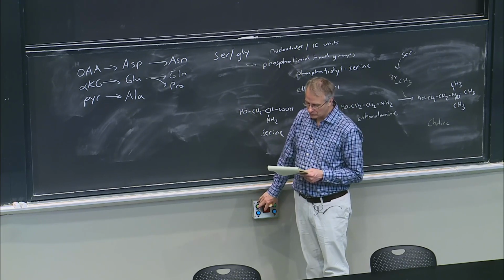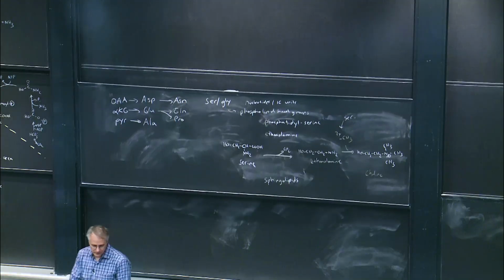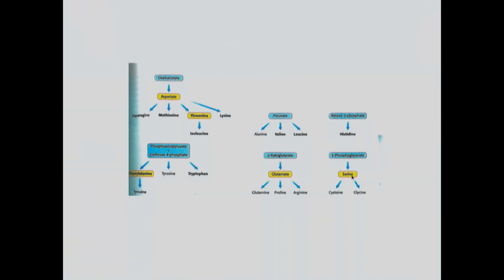Okay, so how do we make serine? Well, if we go over here, you'll see that serine is downstream of 3-phosphoglycerate from glycolysis. So what's 3-phosphoglycerate?